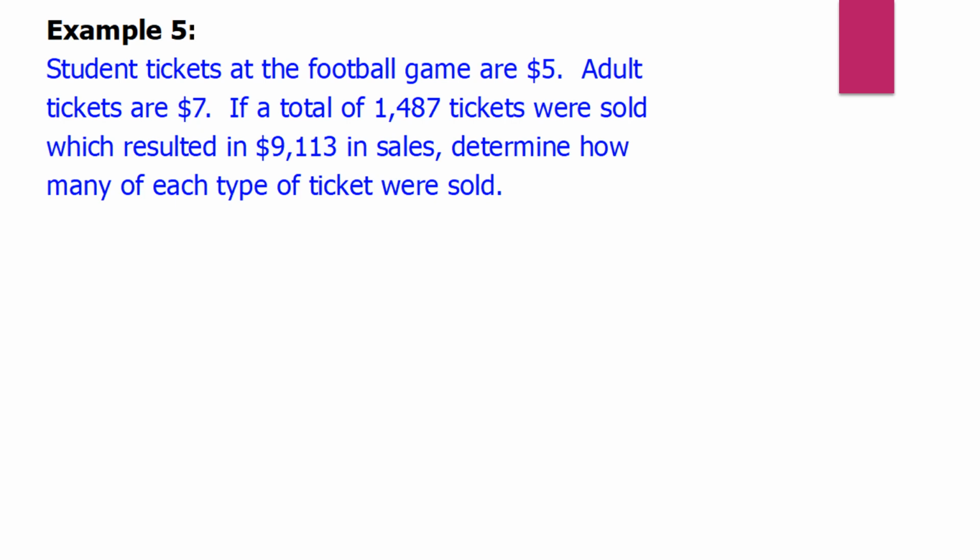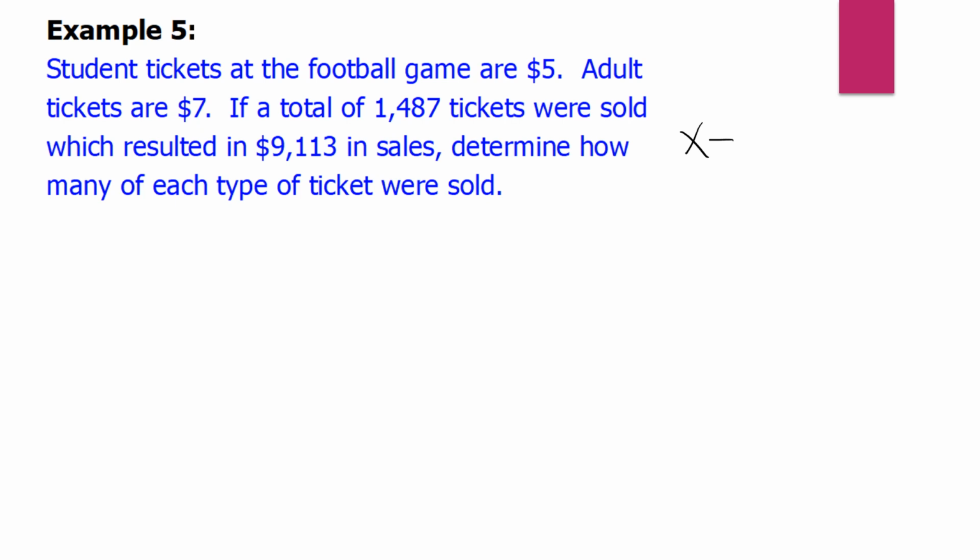All right, so student tickets at a football game are $5. Adult tickets are $7. A total of 1,487 tickets were sold, which resulted in total sales of $9,113. Determine how many of each type of ticket are sold. Okay, so the information that we're given, they talk about student tickets and adult tickets.